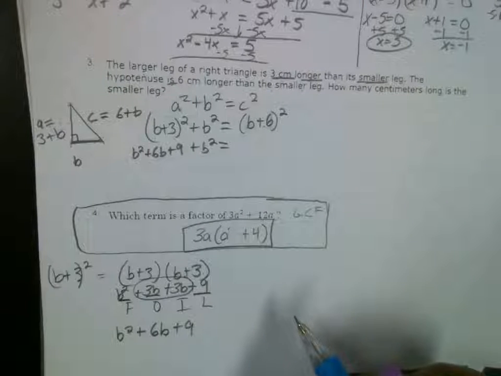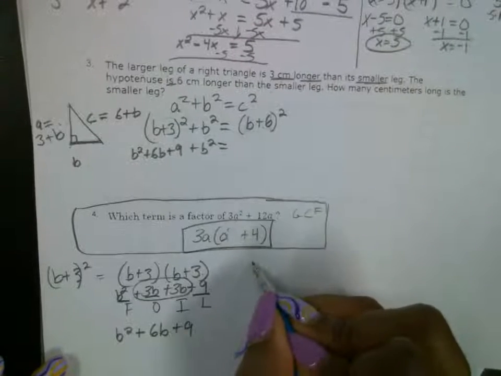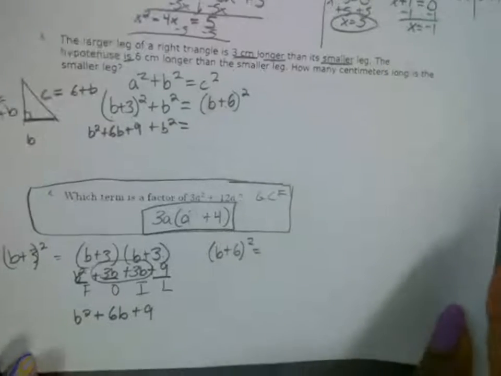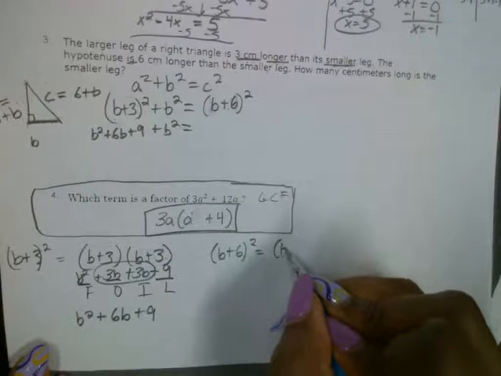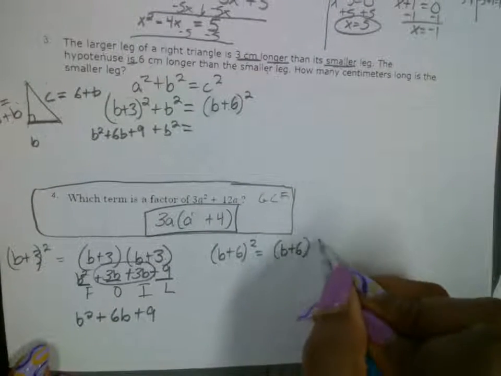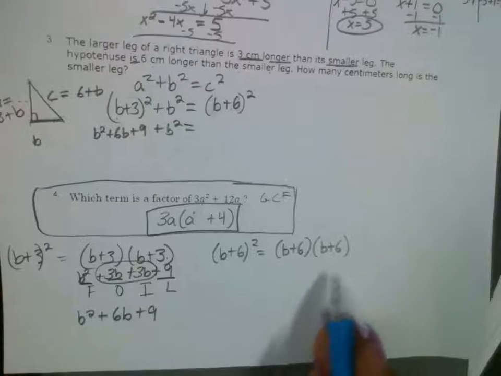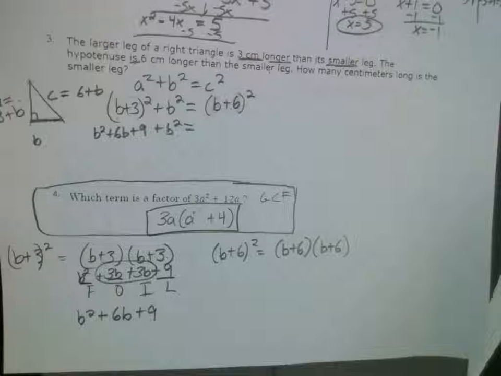I'm going to do it the same way. All right, so let's write it. How do I write B plus 6 to the second power? B plus 6 times B plus 6. See if you can do this on your own without me, and then I'll do it.